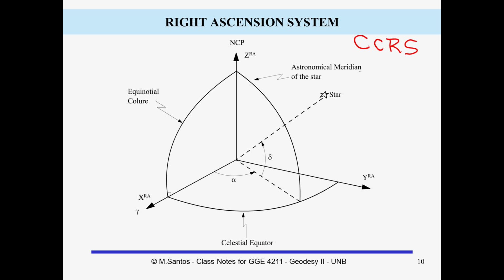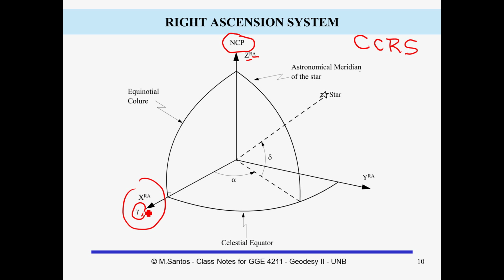And the z-axis, this is the primary axis. It points towards the north celestial pole, and that would be the Z of the right ascension, Z_RA. We have the secondary axis, usually called the x-axis. It points towards gamma. Gamma is the vernal equinox.